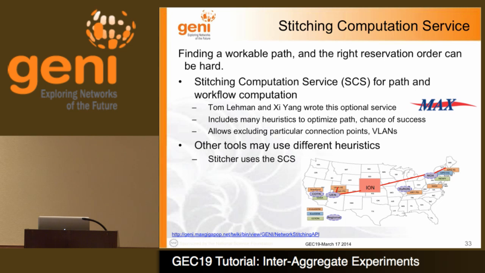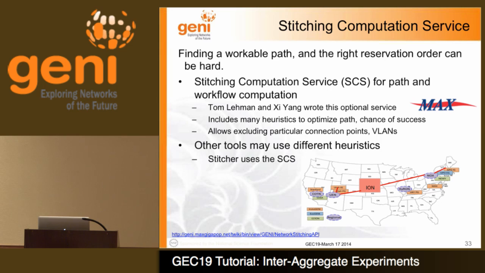So, how does Stitcher know the path between Wisconsin and Stanford? The answer is that fundamentally aggregates advertise their connectivity. Each aggregate says, I have this switch and it connects to ION, or it connects to MAX, or whatever it connects to. And so if you read all those advertisement RSpecs and followed around, you could construct the graph and the topology, and then think about what the optimal way is to follow this path. But there are heuristics that you need to follow to do it right, to optimize your chance of quick success. Luckily, we have the stitching computation service, which is, in NSI parlance, a path computation engine. Its job is to find the path between two aggregates, and it also finds the VLAN tags that are likely to work along the path.